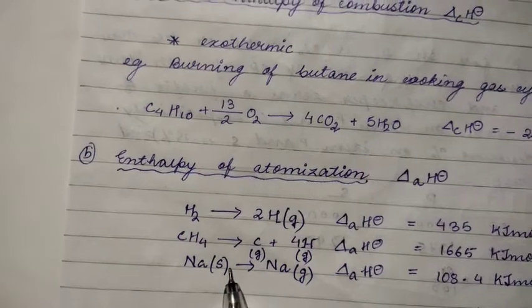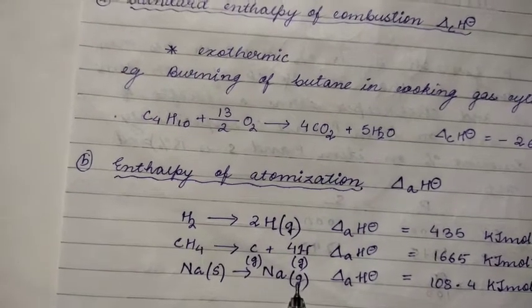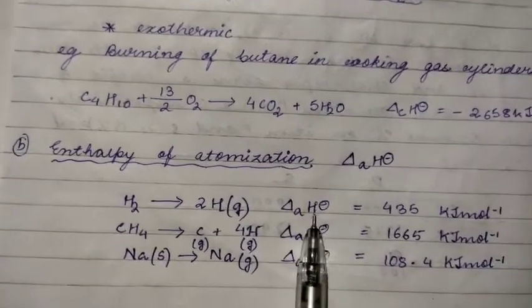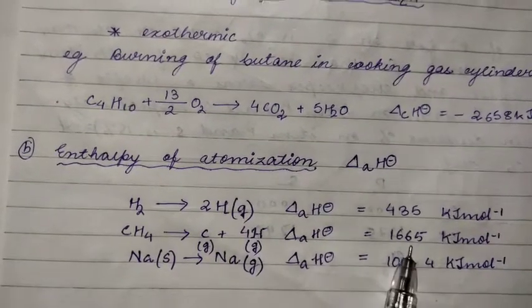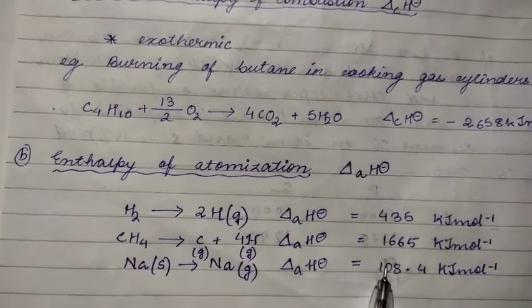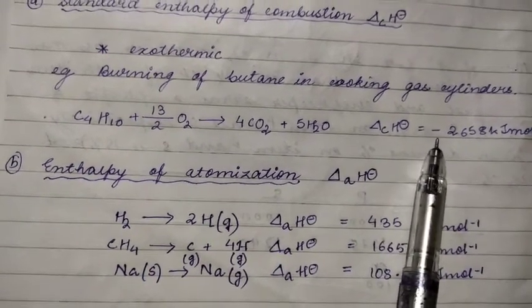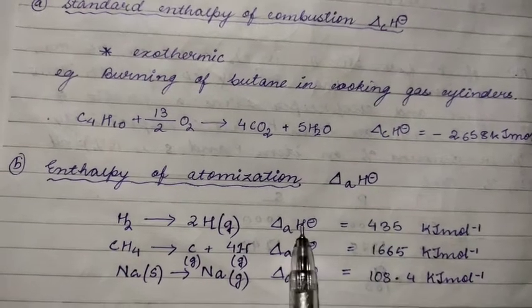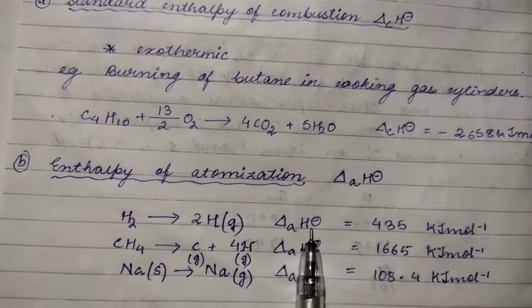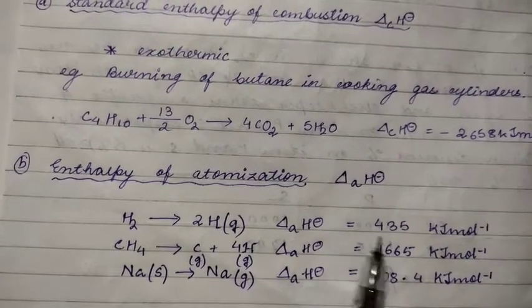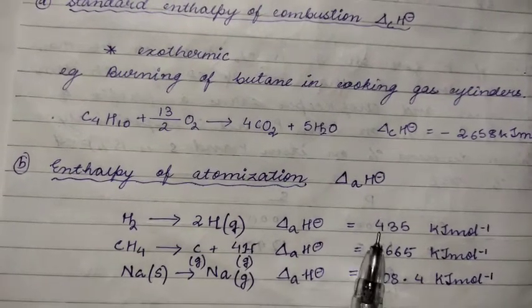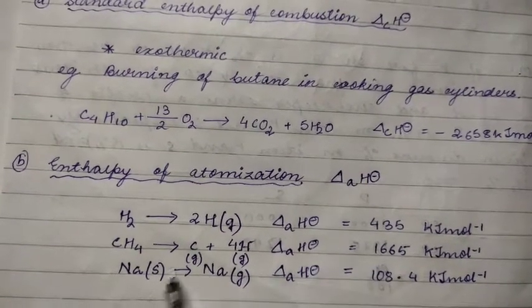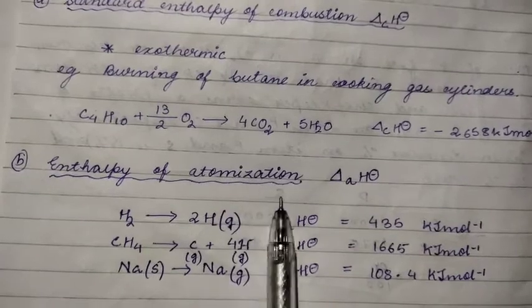Similarly, sodium solid is converted to sodium gas. So these are the examples of atomization, and the values of atomization are given here. These are positive values, and here you can see it is negative, right? Positive values mean these are endothermic reactions, that is why enthalpy is positive here. We need to apply heat in order that the reactions occur, for enthalpy of atomization.